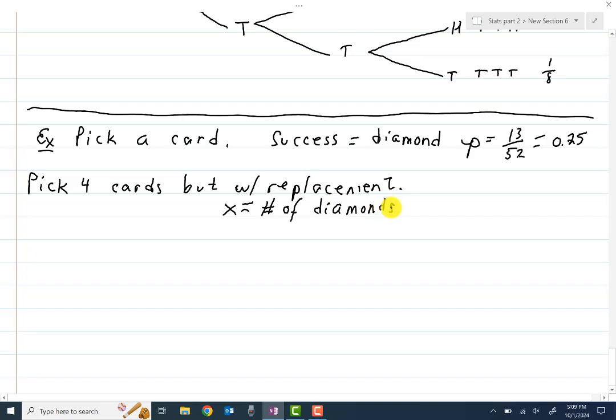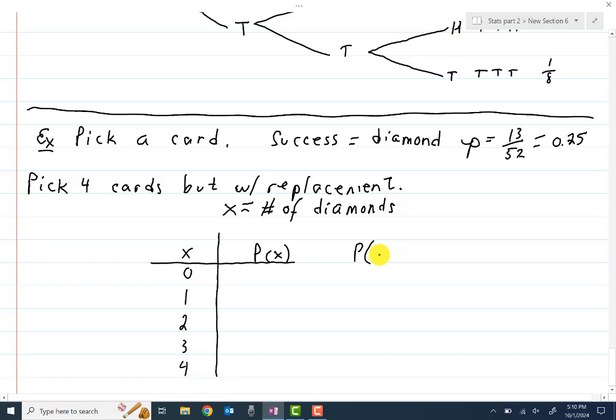So if you play this 4 times, that means that X can go anywhere from 0 to 5. I don't know why I said that. 0 to 4. You could certainly have no diamonds, or you could have all diamonds. With replacement means that each draw of the deck is independent from all the other ones. So let's start with 0. What is the probability of getting no diamonds?